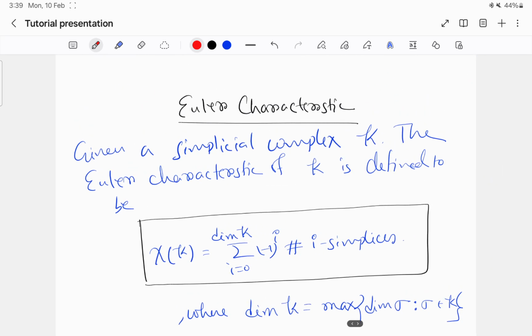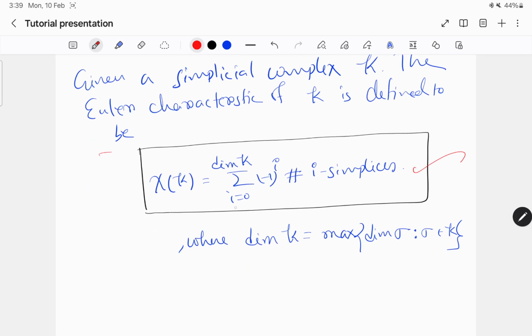Now we are in a situation to define what is called the Euler characteristic. Given a simplicial complex capital K, the Euler characteristic of K is defined to be chi of K equals the summation from i equals 0 to dimension K of minus 1 to the power i multiplied by the number of i-simplices, where the dimension of K is nothing but the maximum of the dimensions of all sigmas, where sigmas are simplices in capital K.